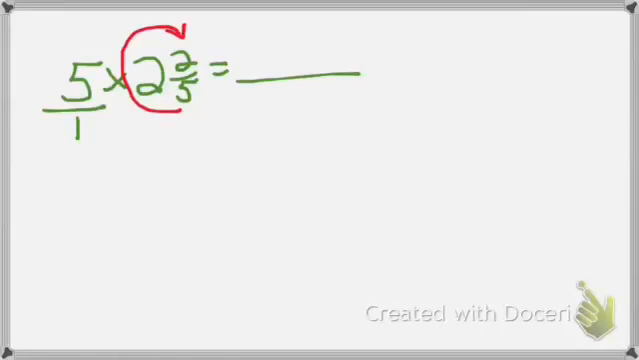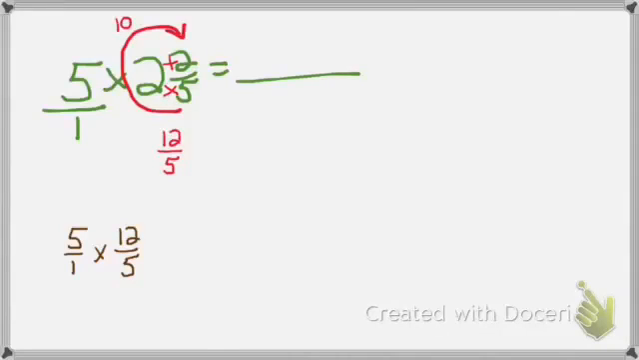So C for changes, math changes. First I learned how to add before I learned how to multiply. Follow my arrow. 5 times 2 equals 10. Add the numerator. 10 plus 2 equals 12. Denominator stays the same. So I changed 2 and 2/5 into 12/5. Let's rewrite my fractions. I have 5 over 1 times 12/5.